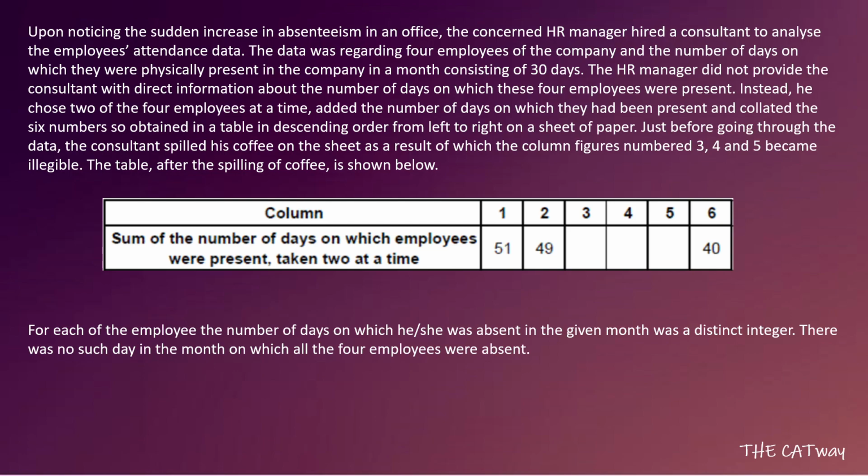So we have a table here, and after that we have been told that for each of the employees the number of days on which he or she was absent in the given month was a distinct integer. So this is the important point, distinct integer. There was no such day in a month on which all the 4 employees were absent. So what we can do is say that A, B, C, D are the number of days on which these 4 employees were present.